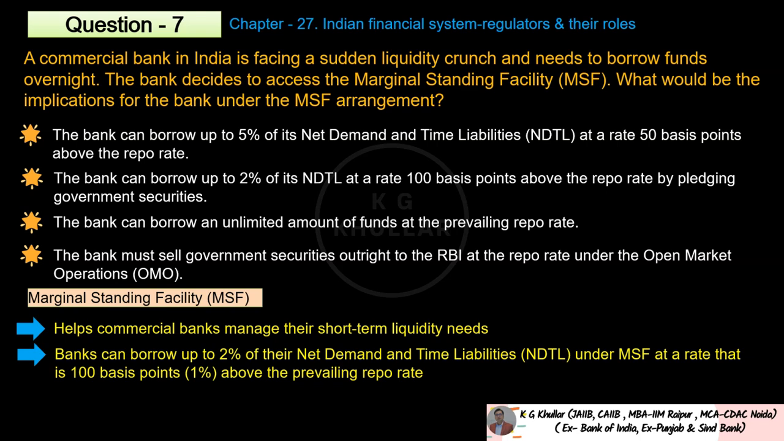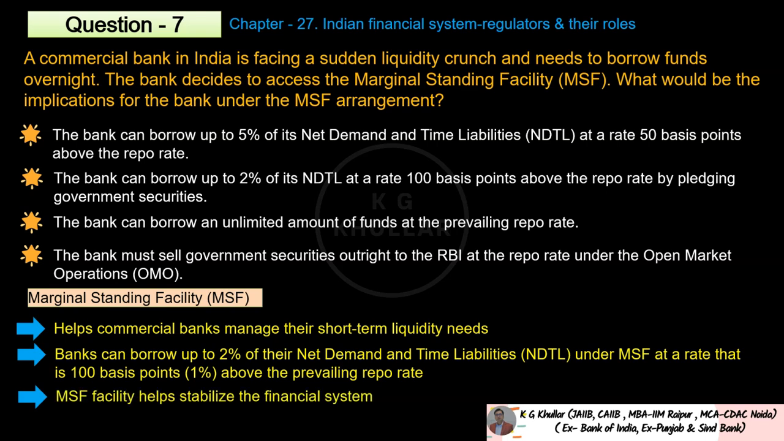Now also remember, banks can borrow up to 2% of their net demand and time liabilities, that is NDTL, under MSF at a rate that is 100 basis points, that is 1%, above the prevailing repo rate. Now this higher interest rate acts as a hurdle for banks. That is, it encourages banks to rely more on regular market mechanisms for liquidity management and to use the MSF route only during genuine liquidity stress situations.